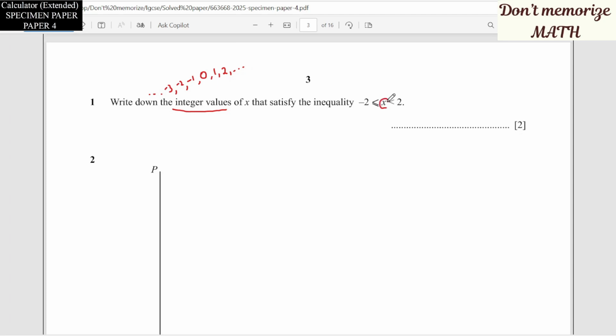So you can see x must be greater than minus 2 and less than 2. Okay, so it must be greater than minus 2 and less than 2. But you can see an equal sign. So you can start from minus 2. Okay, so minus 2, minus 1, 0, 1.